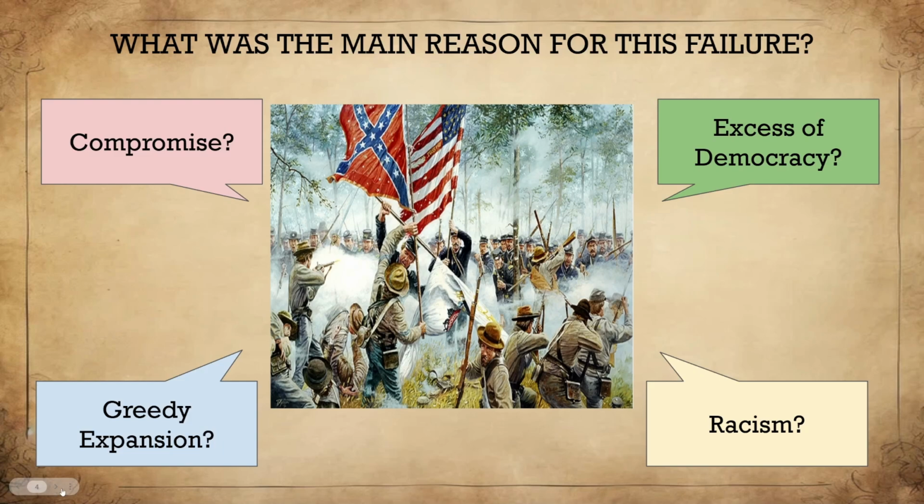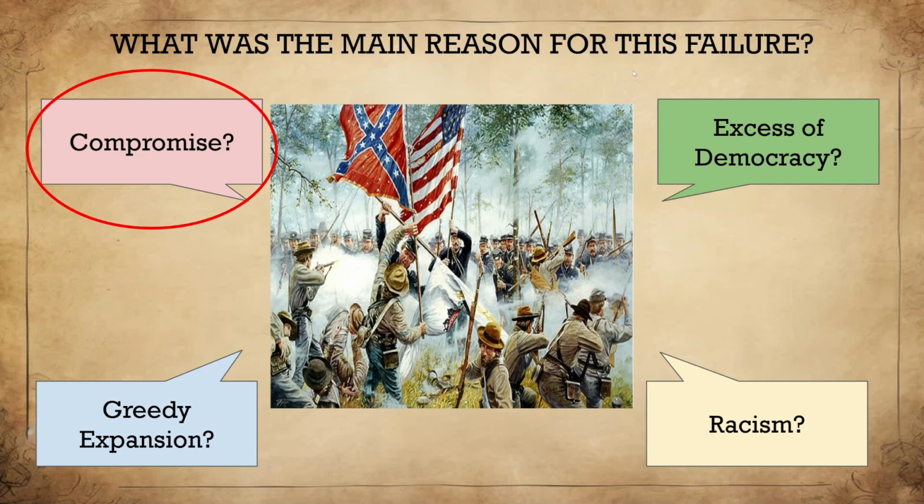The first day we started talking about expansion, greedy expansion. Was the unjustified and rapid expansion of the United States the biggest contributor to the institution of slavery? Today, we're going to be talking about the second path, which is compromise. Compromise may not seem like a big deal, but political compromise may very well be the reason that you think contributed the most to this failure and the continuation of the institution of slavery.